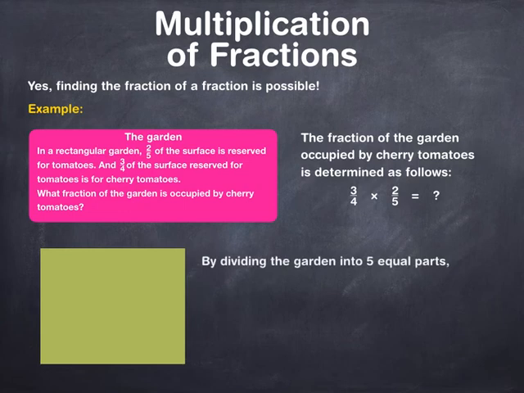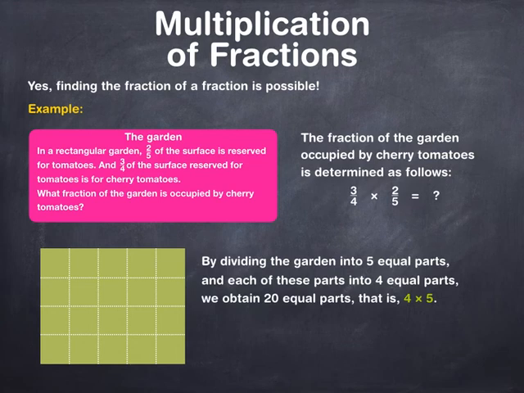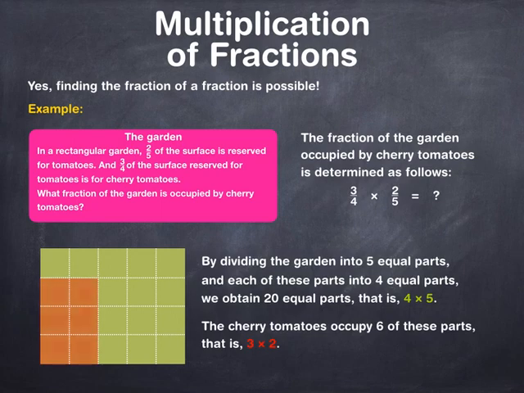By dividing the garden into 5 equal parts, and each of these parts into 4 equal parts, we obtain 20 equal parts, that is, 4 times 5. The cherry tomatoes occupy 6 of these parts, that is, 3 times 2.